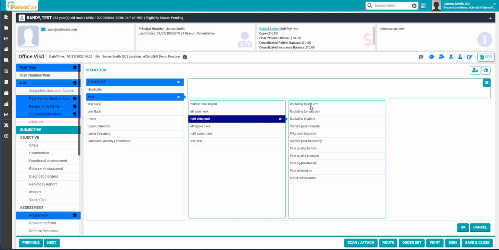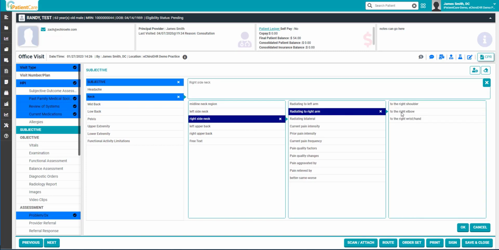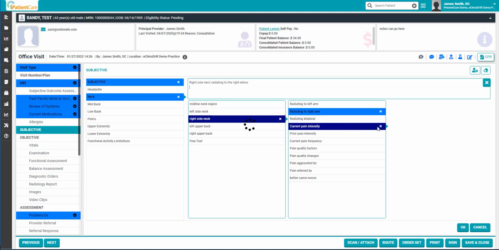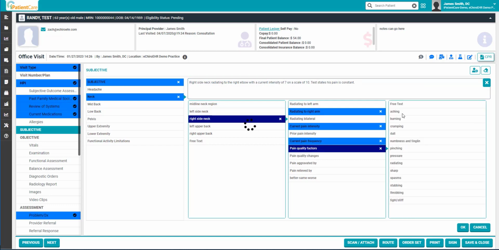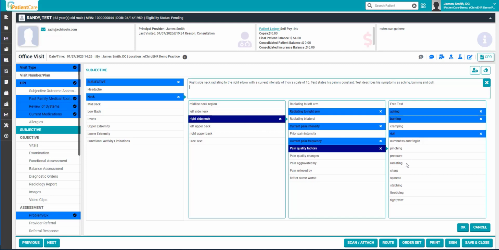Patient is having right-sided neck pain. It's radiating into the right arm, to the right elbow. Current pain intensity on a 0 to 10 is at a 7. The current pain frequency is constant. And we've got pain quality factors of aching and burning and dull pain, sharp and radiating.